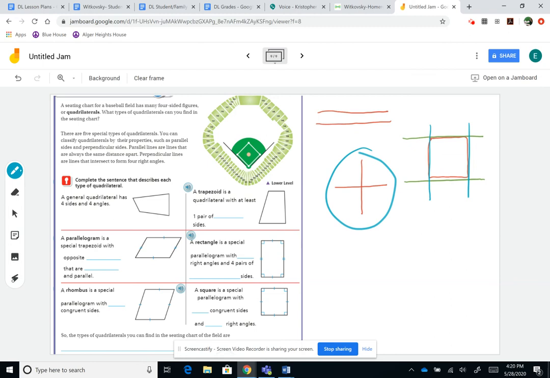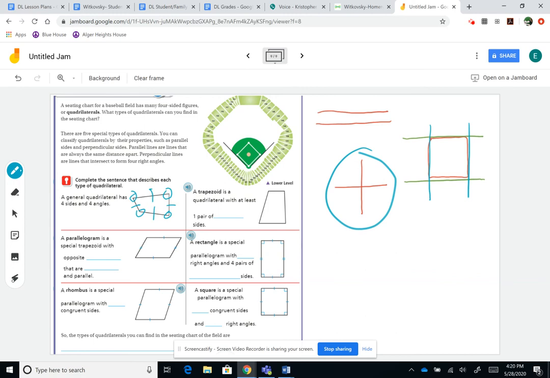Let's look at each section of that task there. It says, complete the sentence that describes the type of quadrilateral. So it says a general quadrilateral has 4 sides and 4 angles. Here we have 1, 2, 3, 4, and then 4 angles on each part right there. Okay. So let's look at the bottom side, or the one in the middle on the left.